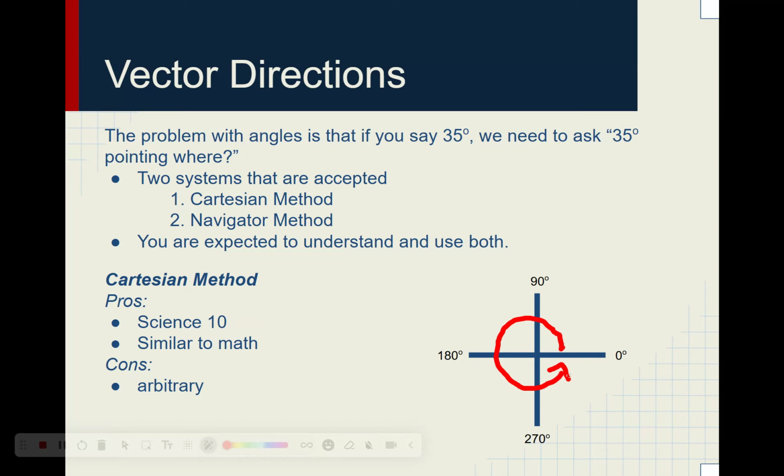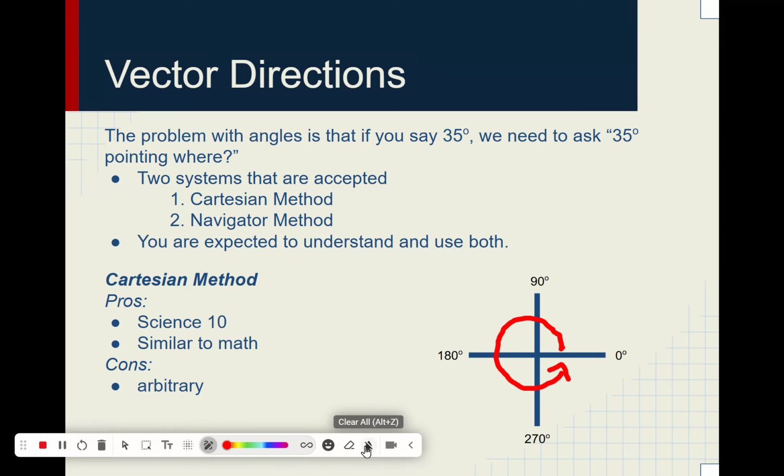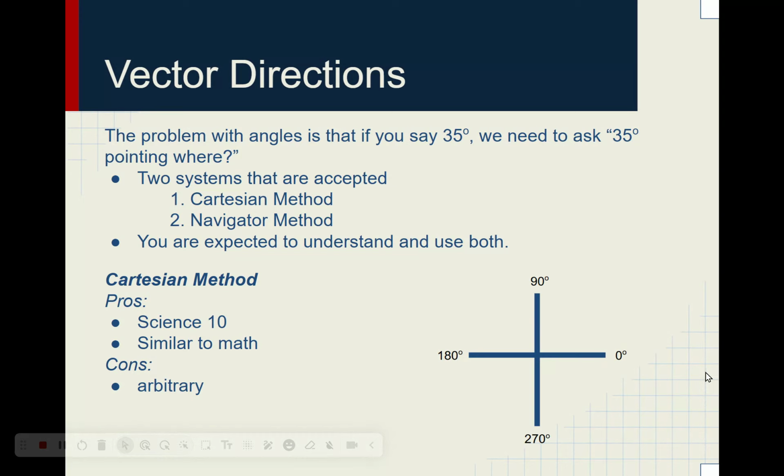Now, the advantage to this system is that we are using it in math, which is great. The disadvantage is it's basically arbitrary. And what I mean by that is, what if in the middle of a test you forget that it's the positive x-axis that's 0, and you make the positive y-axis 0? Or what if instead of going counterclockwise, you start going clockwise? You get totally different directions, and that would screw us up. It means that you'd be either interpreting it wrong or giving the wrong answers yourself from it. So we have to be mindful of that.